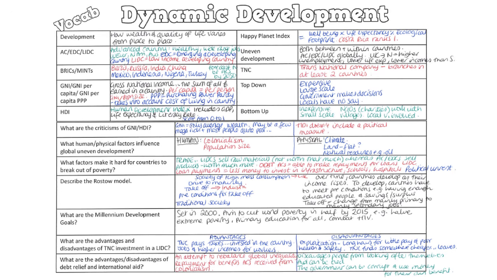So what factors make it hard for countries to break out of poverty? So we've got the trade system of the world, and this tends to be LIDCs selling raw materials that are not worth that much money. The ACs, EDCs take those raw materials and turn them into products which are worth much more. And this keeps the poor countries poor and the rich countries rich.